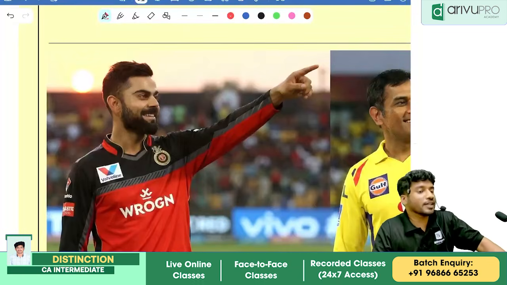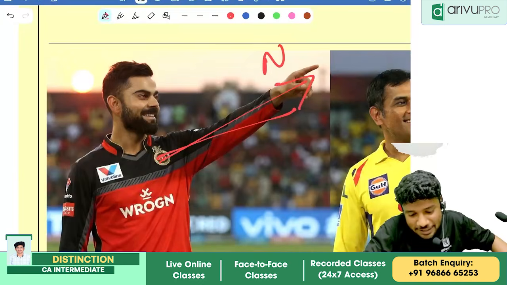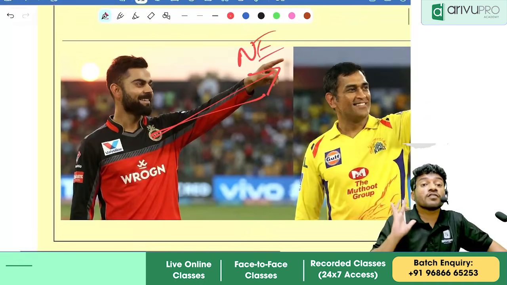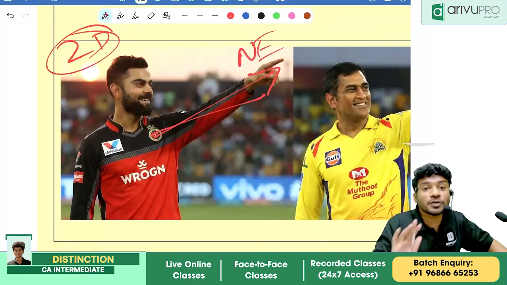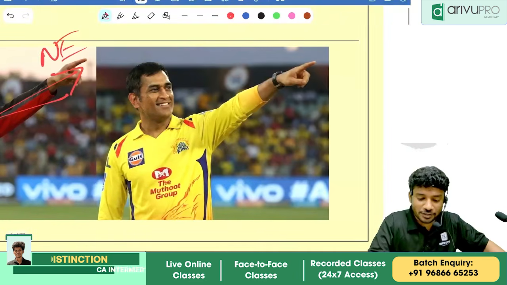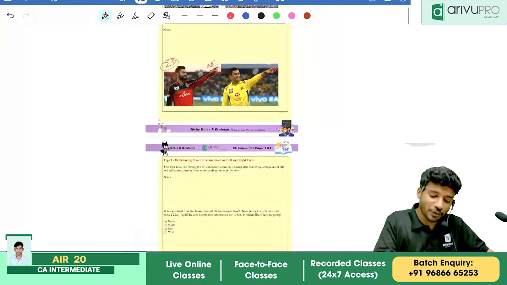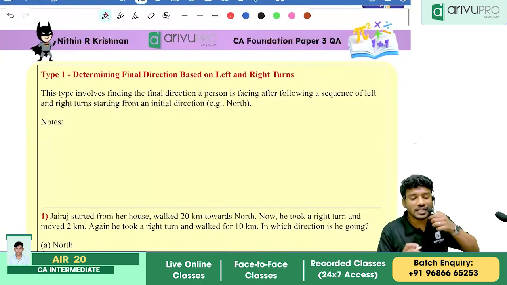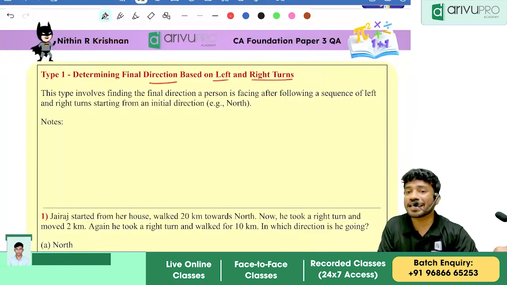Virat Kohli is pointing in which direction, people? If you take the angle, it is northeast. From our point of view, we are always looking in what? We are looking in two-dimensional view. There is no three-dimensional view. He is also looking towards what? Tala is also looking towards northeast. Okay. Now the first question, determining final direction based on left and right turn.